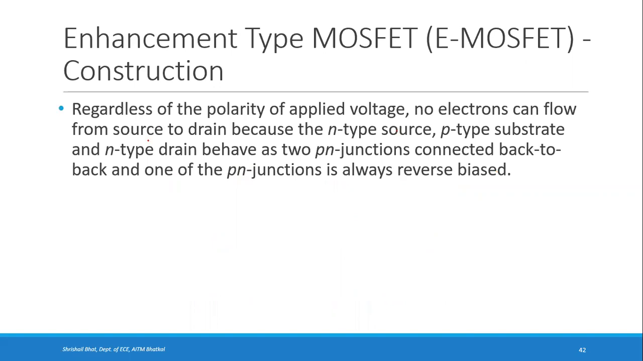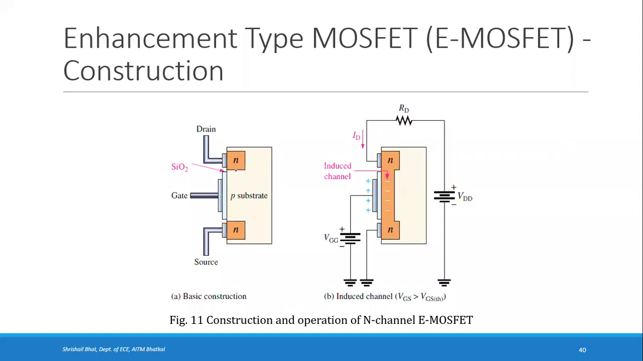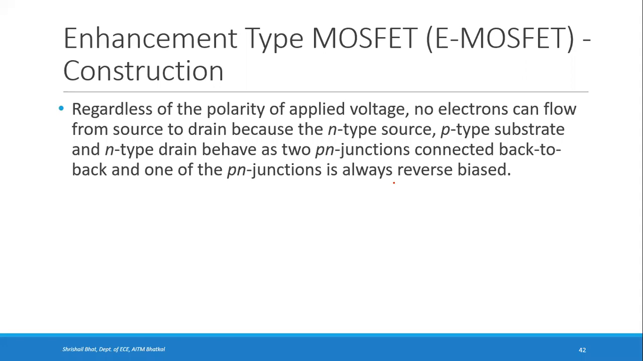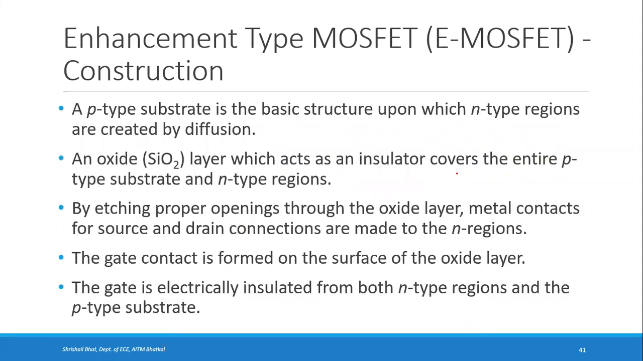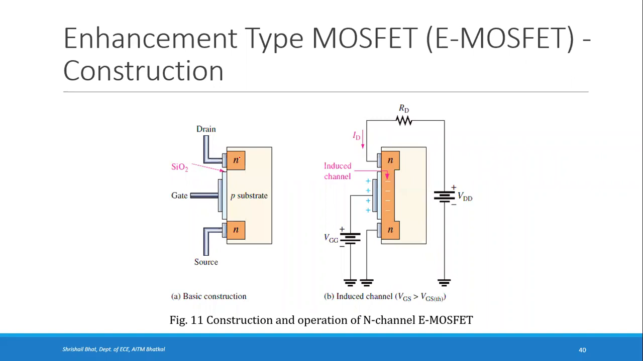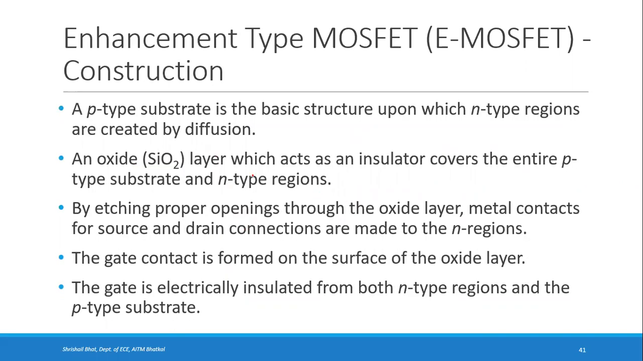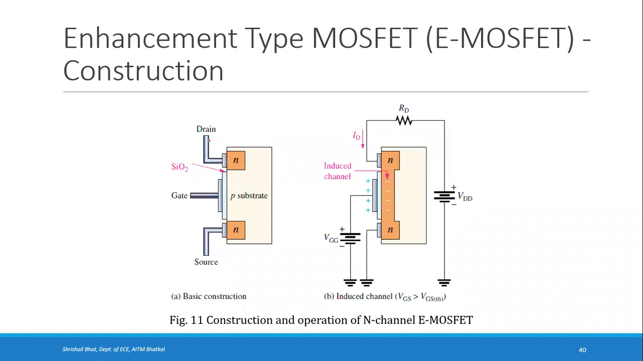No electrons can flow from source to drain because the n-type source, p-type substrate, and n-type drain behave as two p-n junctions connected back to back. This is one junction, this is another junction, connected back to back. And one of the p-n junctions is always reverse biased, either way you connect the voltage. So whatever voltage you connect from drain to source, no current is possible.